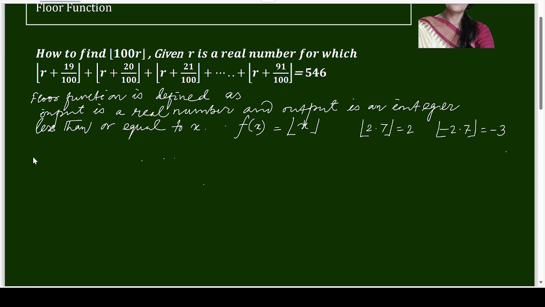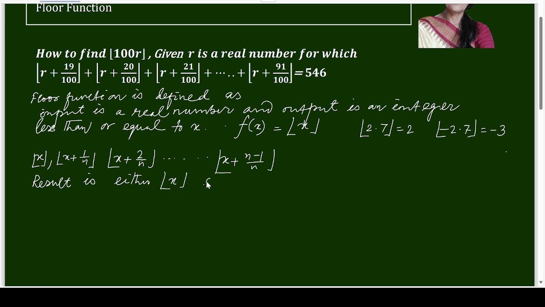Next concept we have to know here is the Hermite identity. If we have floor of x plus floor of x plus 1 over n, plus x plus 2 over n, up to x plus n minus 1 over n, whatever will be the values in the floor function, the result is either floor of x or floor of x plus 1. Here n is a positive integer.